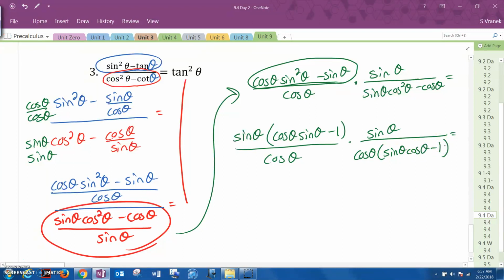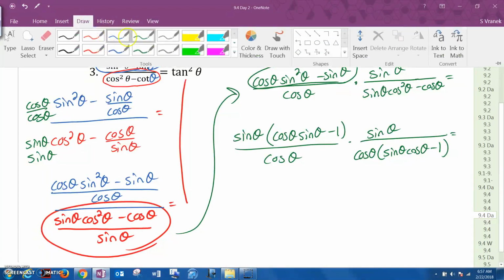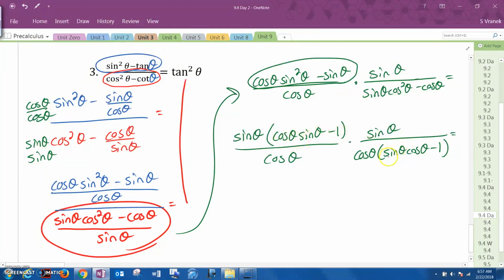Now that I've factored, I look for anything that can cancel, and sure enough, I have a sine cosine minus 1, sine cosine minus 1. These go away. I'm left with a sine and a sine, so I'm left with sine squared theta. And on the bottom, I'm left with cosine and cosine, cosine squared theta, which is tangent squared theta, which is what I wanted.